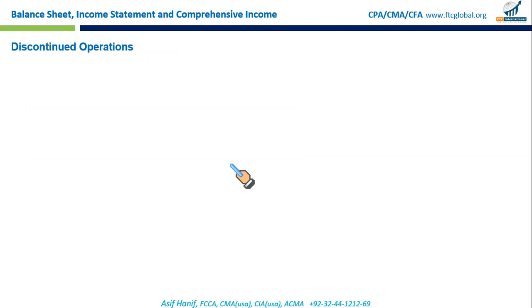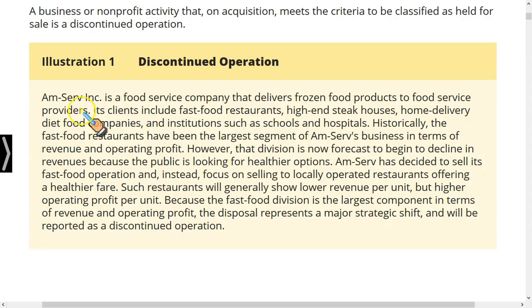Then we have a very important topic on discussion: discontinued operation. MSUB Incorporated is a food service company that delivers frozen food products to food service providers. Its clients include fast food restaurants, high-end steak houses, home delivery, diet food companies, and institutions such as schools and hospitals. Historically, the fast food restaurants have been the largest segment of MSUB's business in terms of revenues and operating profit. However, that division is now forecast to begin to decline in revenues because the public is looking for healthier options.